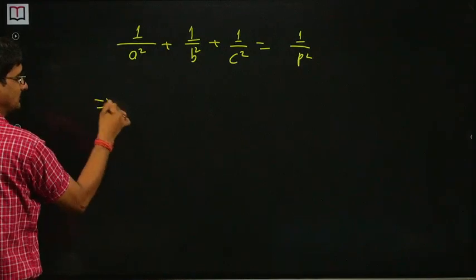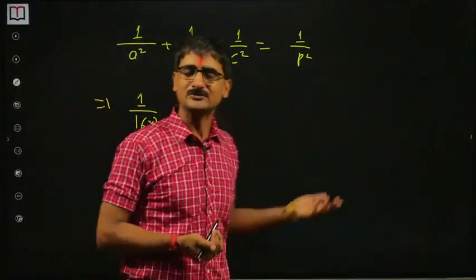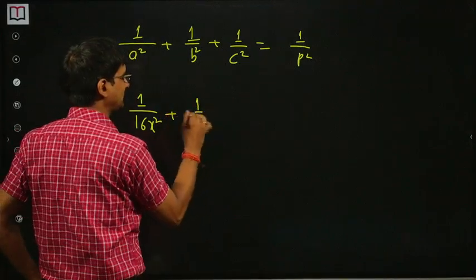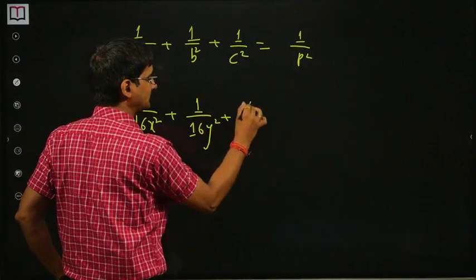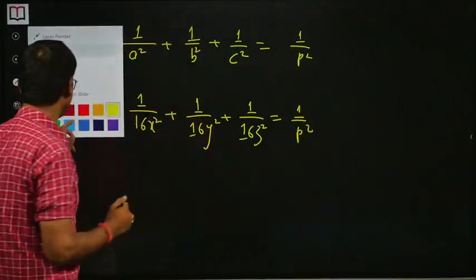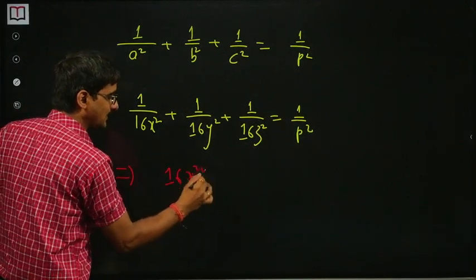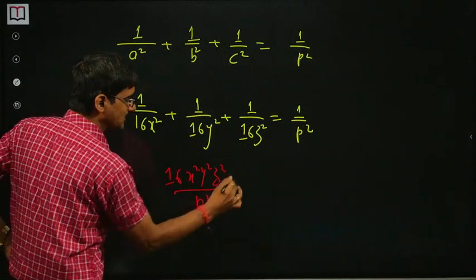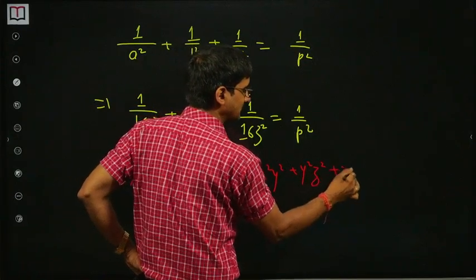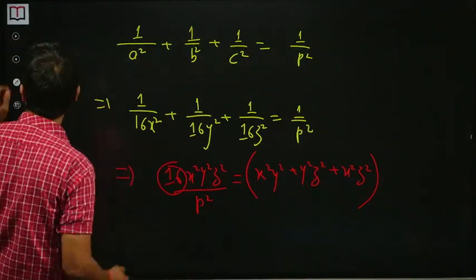Put the value here. So this is nothing but 1 by 16h square. See, a, b, c are the only unknowns. So once you replace, you can replace h, k, l by x, y, z. So it's 1 by 16x square plus 1 by 16y square plus 1 by 16z square is equal to 1 by p square. Taking LCM, you get 16 x square y square z square by p square is equal to x square y square plus y square z square plus x square z square. Whatever order you write doesn't matter. So now I think that was k. So k is nothing but 16.